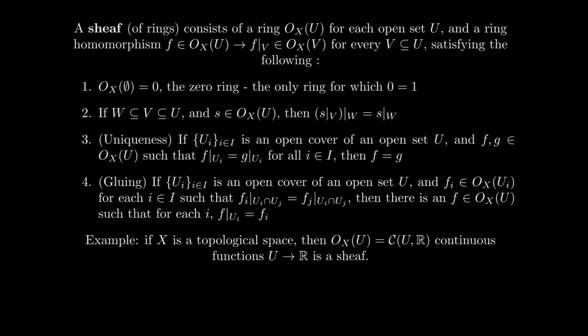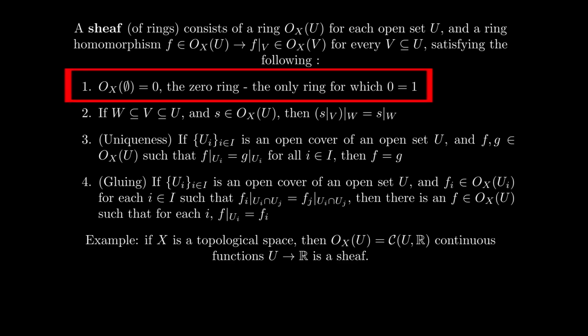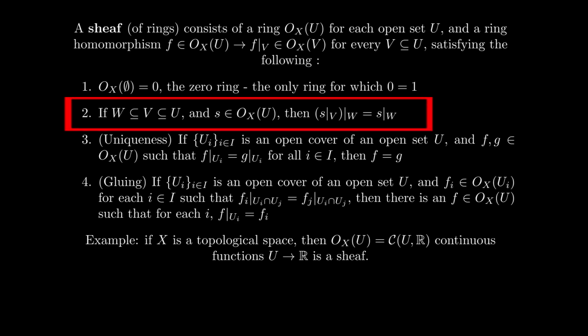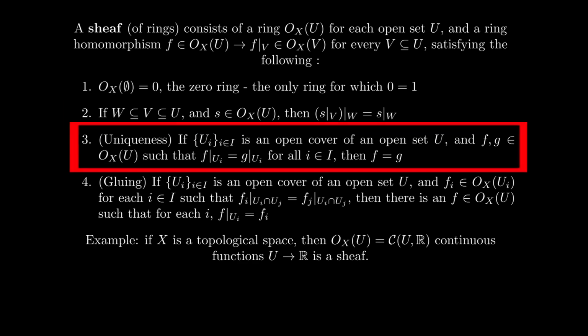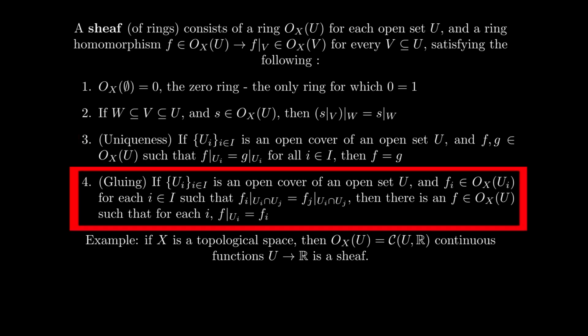Here's the definition. Basically, it means that we have a ring for every open set and a ring homomorphism for every containment. They satisfy the properties shown here. First, the ring associated to the empty set is the zero ring. Second, restricting twice is the same as restricting once. Third, the uniqueness axiom. If two elements in O_X(U) have the same restrictions on an open cover, then they are the same. Fourth, the gluing axiom. If we have elements of O_X(U_i) that agree with each other on overlaps, then we can glue them together to get an element in O_X of the union of all the U_i.